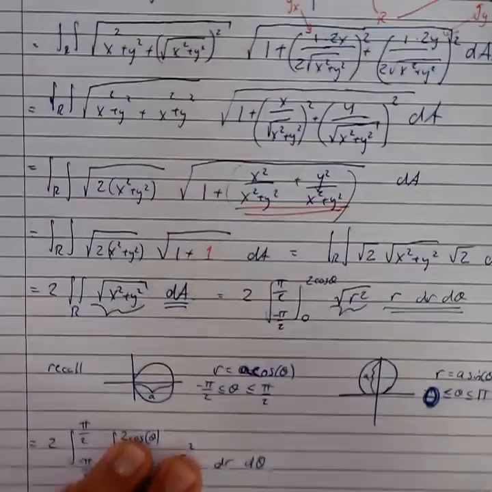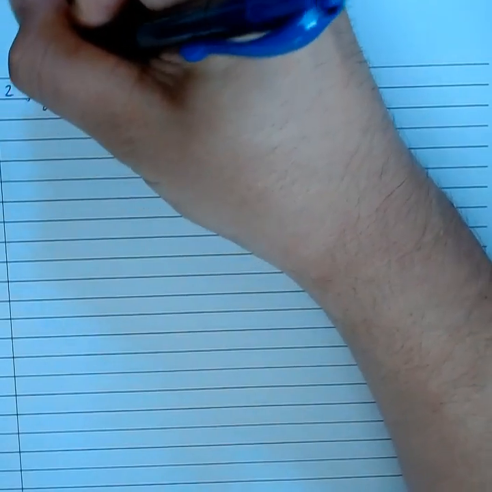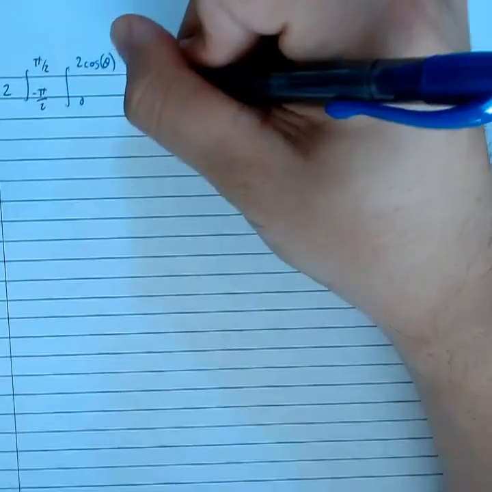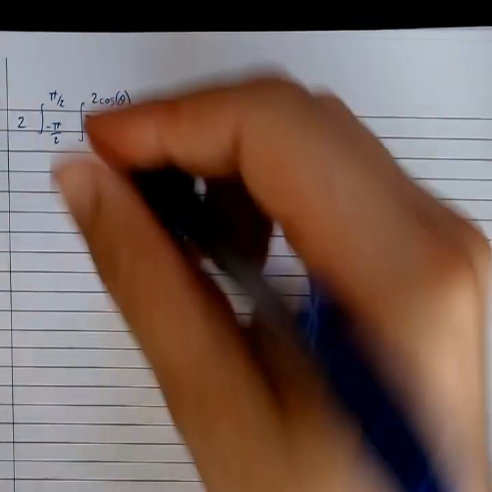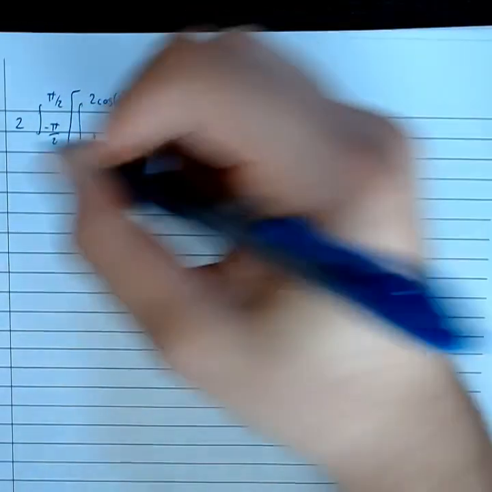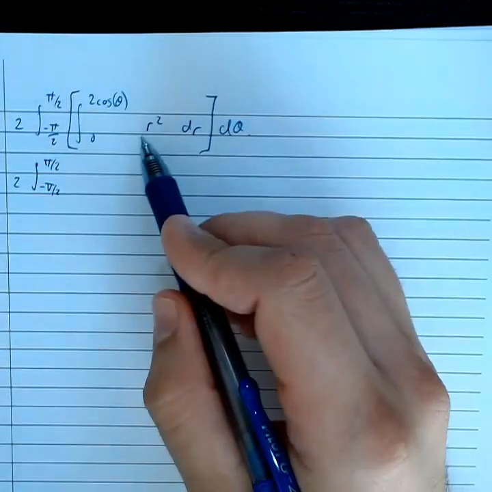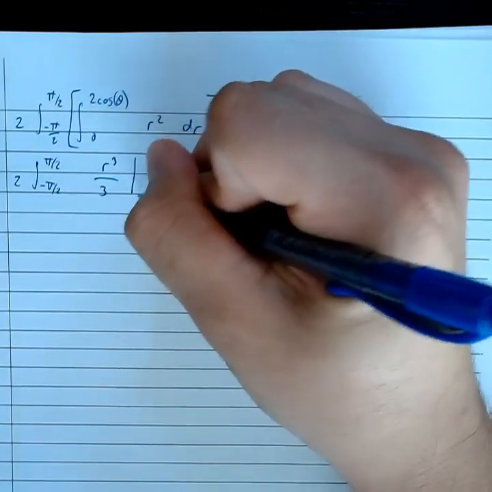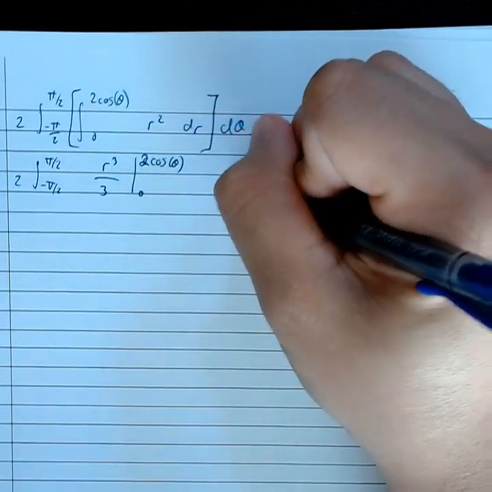All right, so let's go through and finish off that integral. Let me just rewrite it. That's 2 times the integral from negative pi over 2 to positive pi over 2 of the integral from 0 to 2 cosine of theta of r squared dr d theta. The integral with respect to r goes first. So that's 2 times the integral from negative pi over 2 to positive pi over 2 of r to the third over 3, evaluated from 0 up to double the cosine of the angle theta.